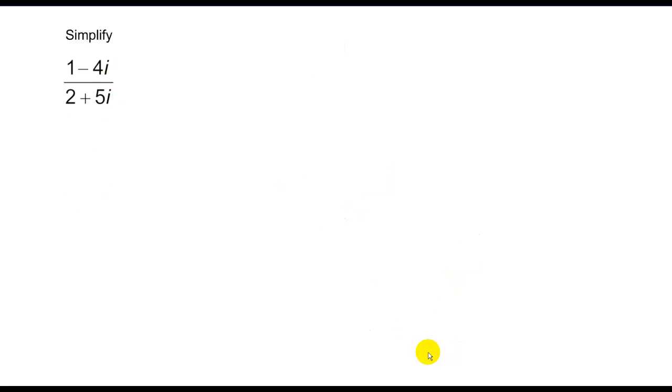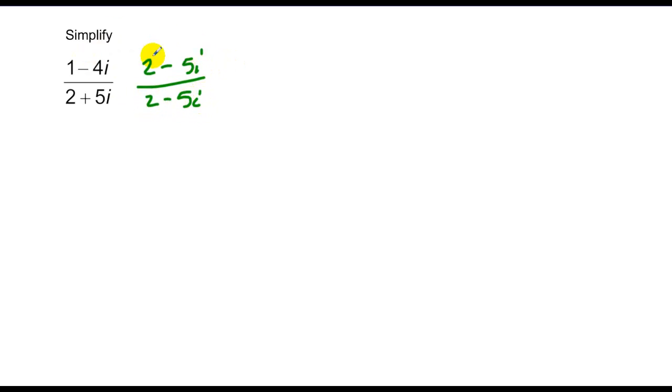So here we go again with the fraction. We have an I in the denominator, which is the square root of negative 1. But we've got two terms, so we've got to use a conjugate again. The conjugate is the same first term, that's 2, and the opposite second term, minus 5I, multiplied by a form of 1.